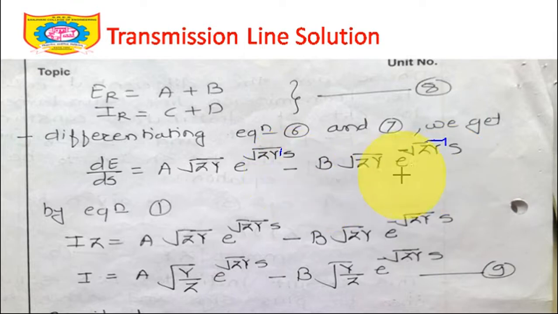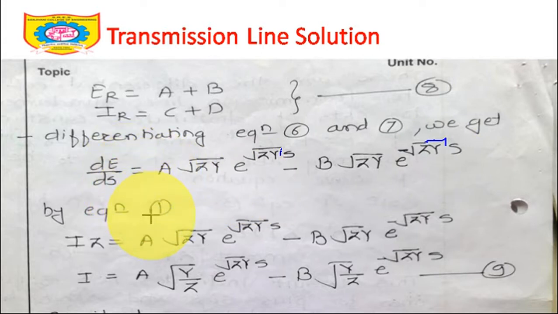Why we are getting this minus? Because the derivative of e raised to minus root zy into s is equal to e raised to minus root zy into minus root zy. So minus B root zy into e raised to minus root zy of s. Is it okay? So we have got the expression for dE by ds.